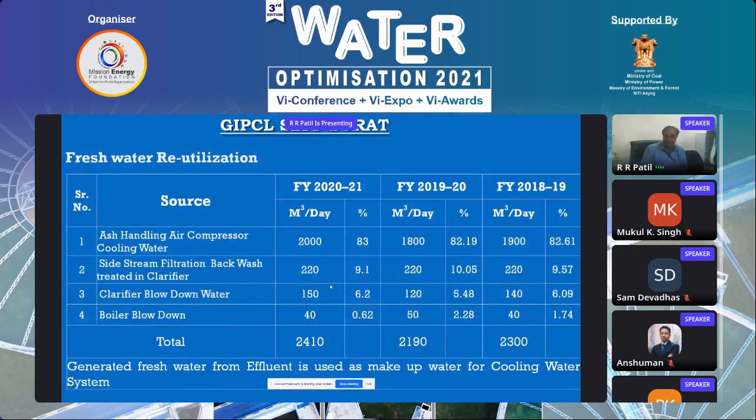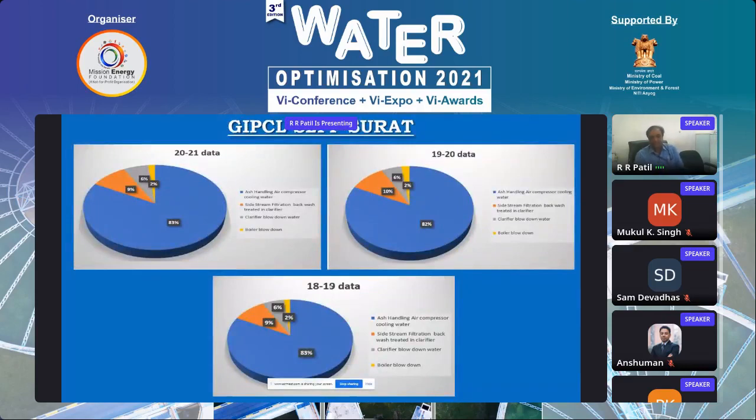Fresh water after work done is utilized in the cooling water system as makeup water. This fresh service water is utilized in the ash handling air compressor, and after work done it is reutilized in the cooling water system as makeup water. In the financial year 2021, 2000 meter cube per day is generated, 1800 meter cube in 1920, and 1900 in 1819. From the side stream filtration and blow down water, the total is 2410 in 2021, 2190 in 1920, and 2300 in 1819. All this generated waste effluent is directly utilized in the cooling water system. These are only the statistical data.